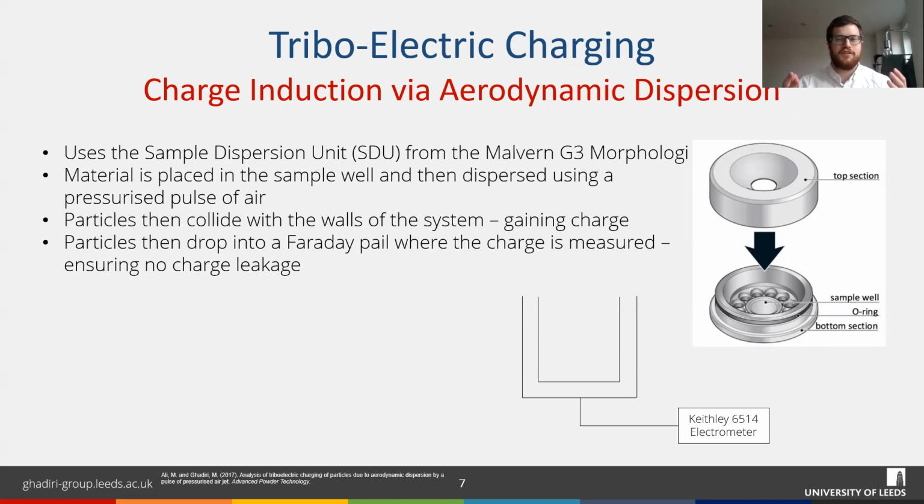And essentially, my best description is it looks like a metal bread bin inside of another metal bread bin. And then this is connected directly to an electrometer, which in our case is the Keithley 6514. And then this is where you read the charge from.